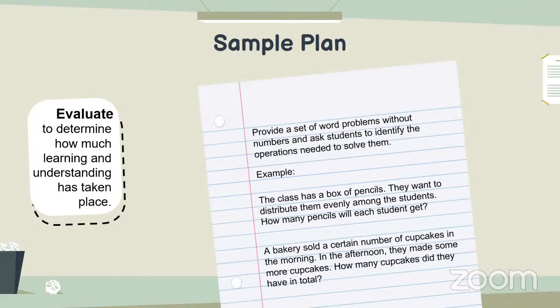So here are two examples. The class has a box of pencils. They want to distribute them evenly among the students. How many pencils will each student get? And right there, you can pretty much pick up on which operation they'd have to use in order to work through the question. And you can think about the conversation around how they will go about determining the operation itself.